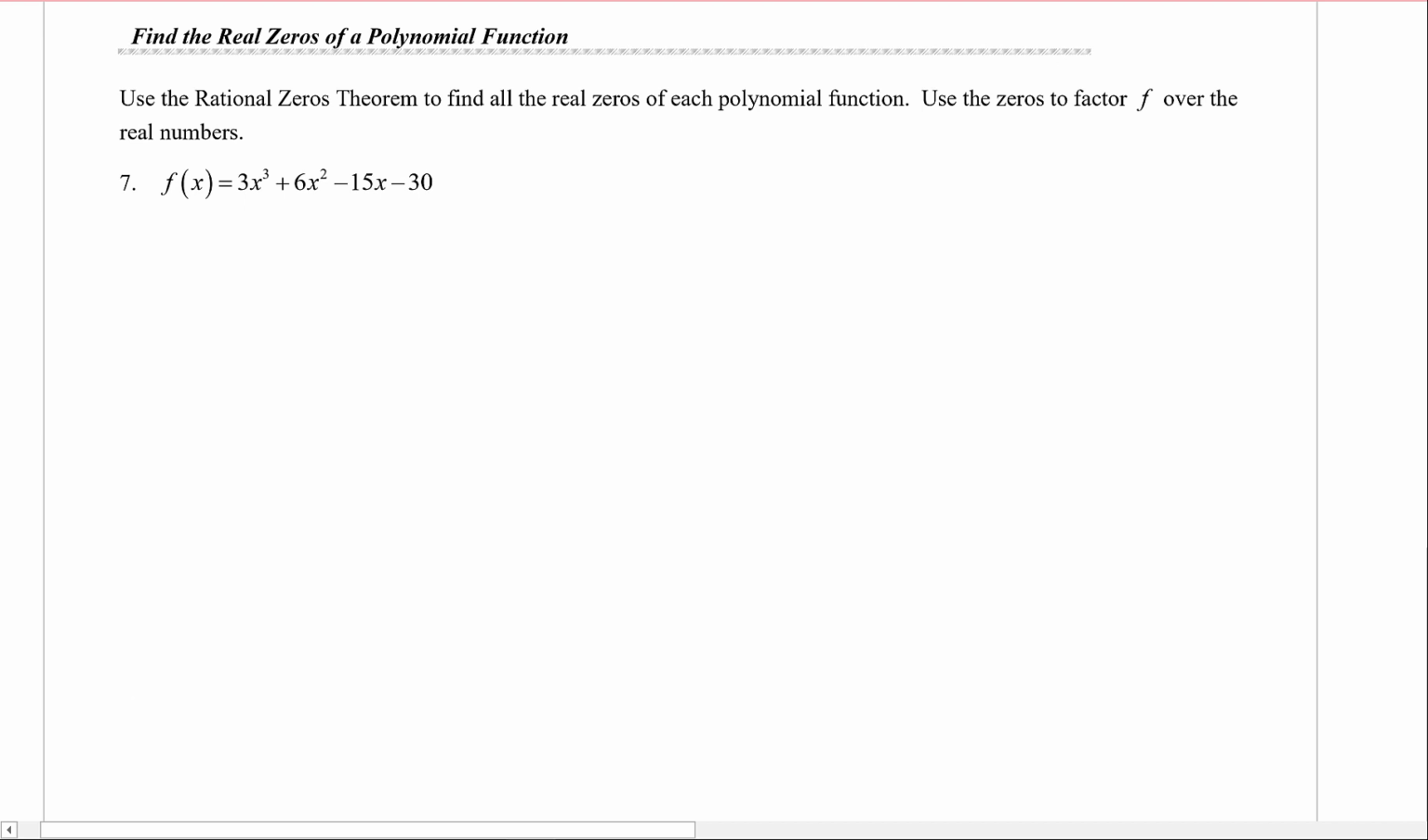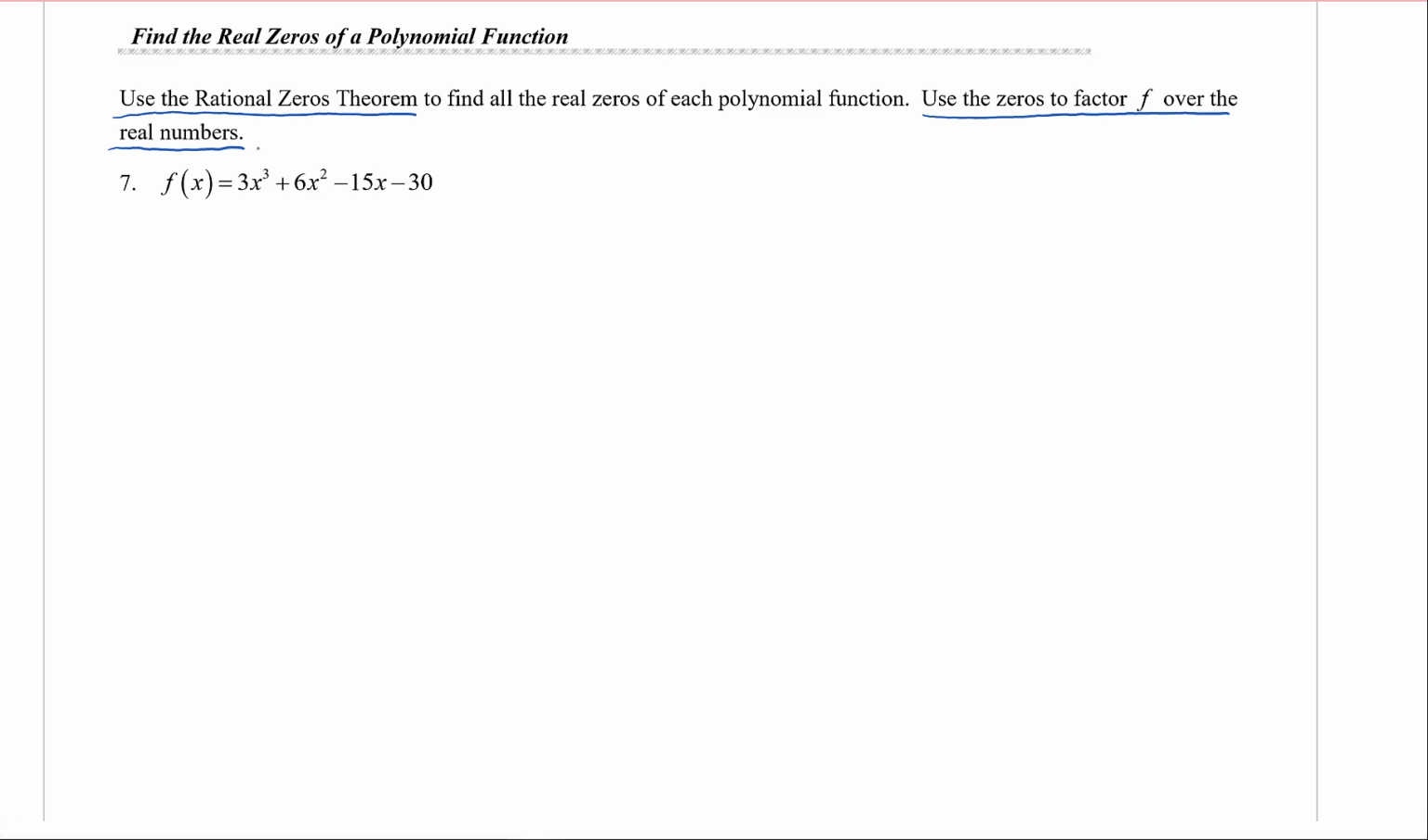All right, let's use the rational zeros theorem to find all the real zeros of each polynomial function. Use the zeros to factor f over the real numbers. Rational zeros theorem, we talked about that earlier, right? And we just used the rational zeros theorem right now to list all possible rational zeros. And then use the zeros to factor f over the real numbers.